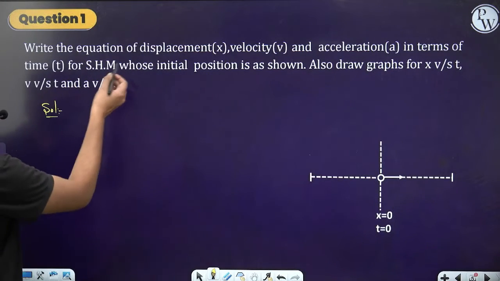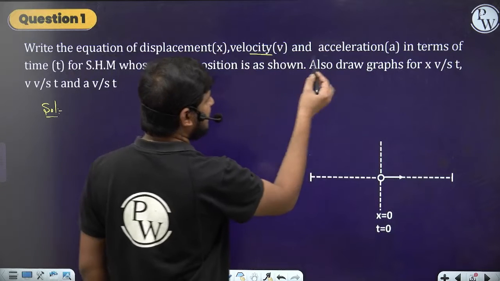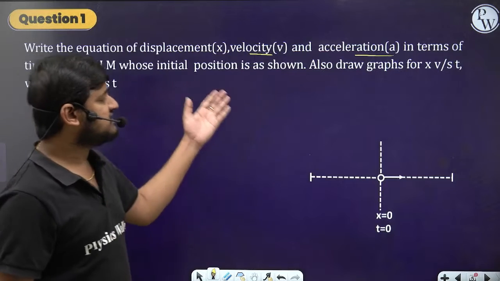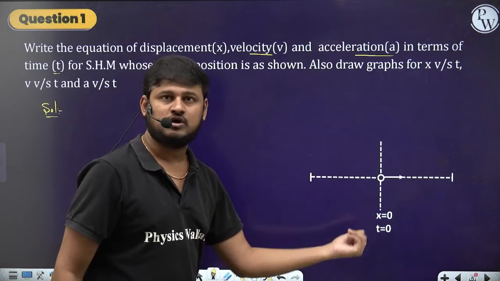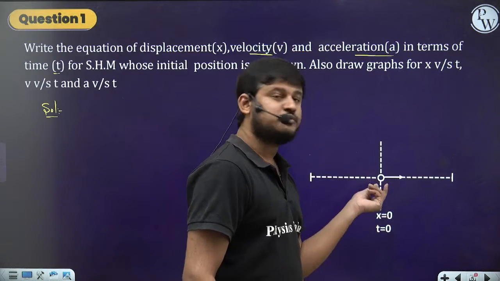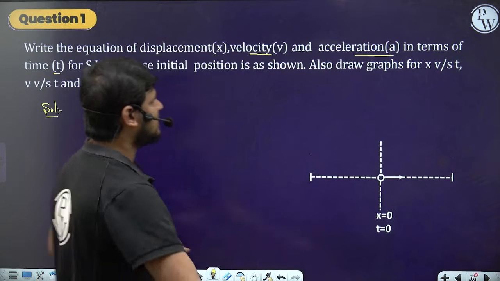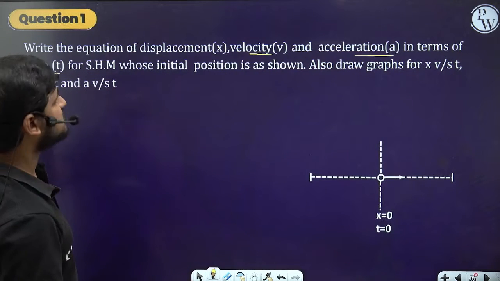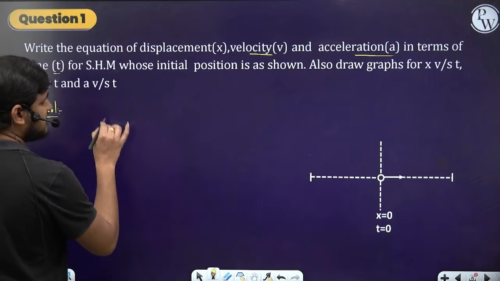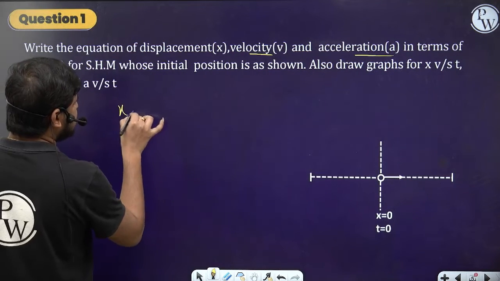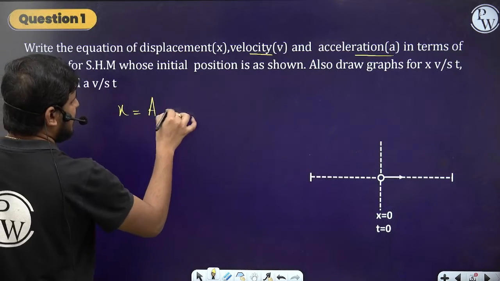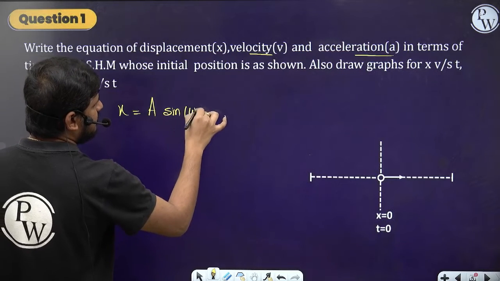Write the equation of displacement, velocity and acceleration in terms of time for S.H.M whose initial position is as shown. This means at time t equals 0, the particle is performing S.H.M from the mean position towards the right extreme, right? Also draw graphs of x versus t, v versus t, a versus t. First let me consider the general equation of the S.H.M. As it is making S.H.M in the x direction, x is equal to a sin(omega t plus phi).